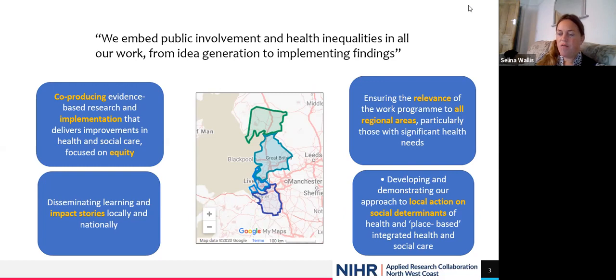So we have this commitment to not only involving people in our research, but actually co-producing that research, which to me means having people as members of the research team to think about what kind of research we might want to do, and making sure that it's relevant to the populations that we are geographically covering in our regional areas, and thinking about those inequalities and deprivation and the differences in health between different areas that we cover.